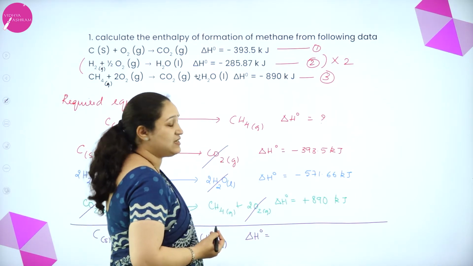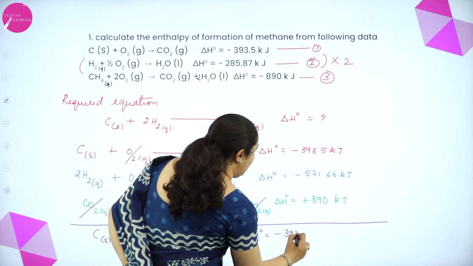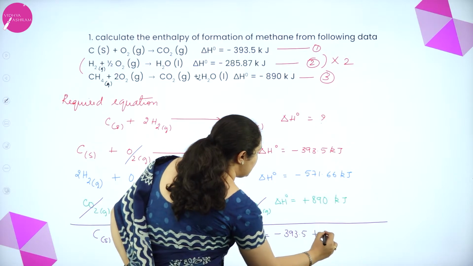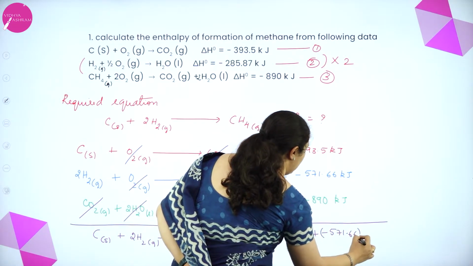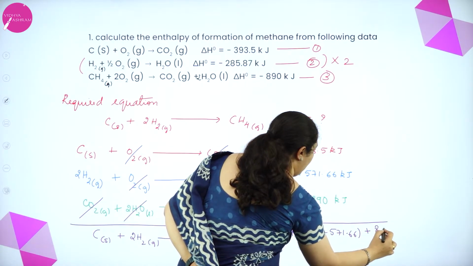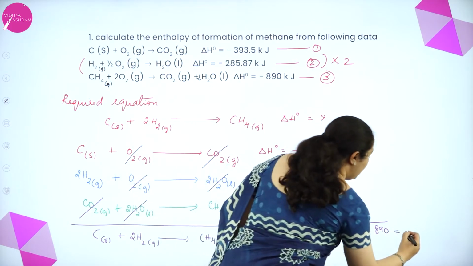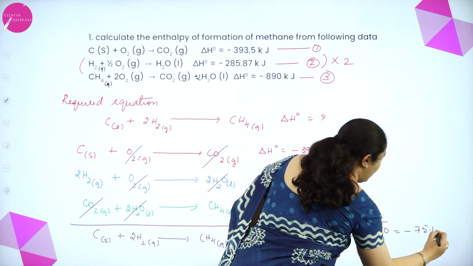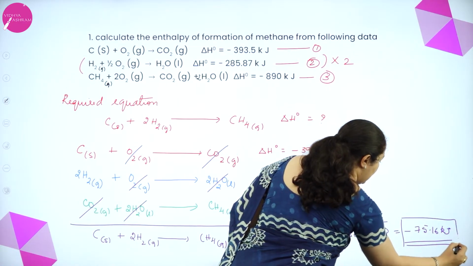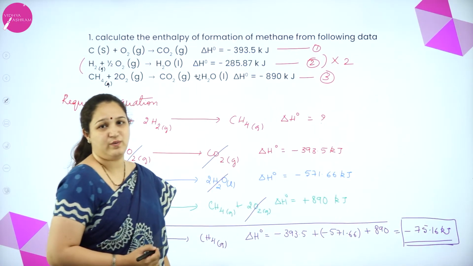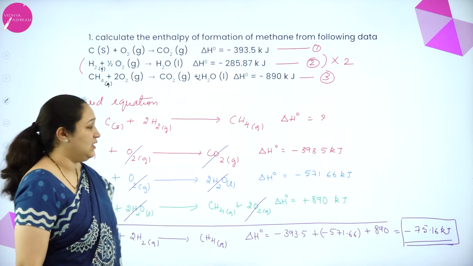What do I have to do with the delta H naught values? I have to just add up all of these, that is minus 393.5 plus minus 571.66 plus 890, which will be equal to minus 75.16 kilojoules. So this is the answer that you require. Okay. So I hope you have understood how to solve this problem.